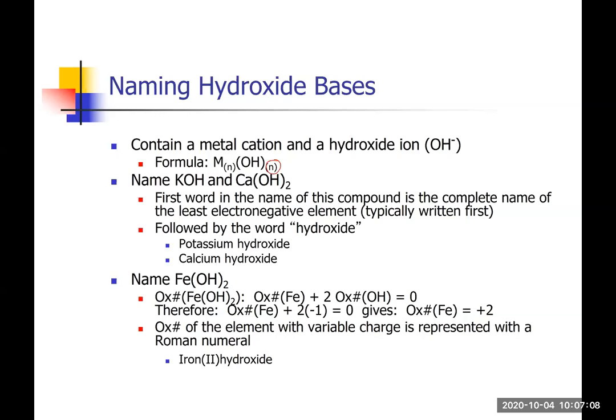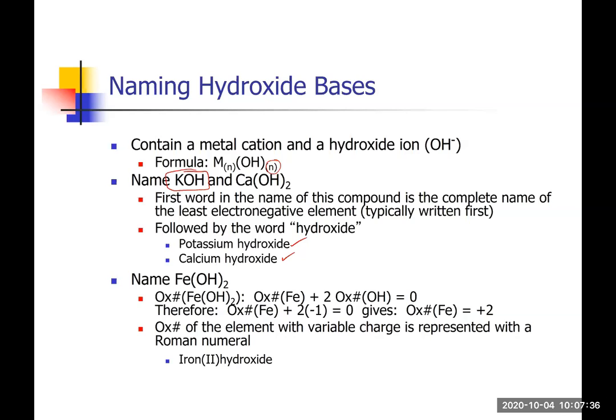So we say the full name of the least electronegative element in KOH, that would be potassium. And then it's followed by hydroxide. So we have potassium hydroxide. And with Ca(OH)2, we're going to say the full name of the least electronegative element, which is calcium, and that's followed by hydroxide. So the name of that compound is calcium hydroxide.